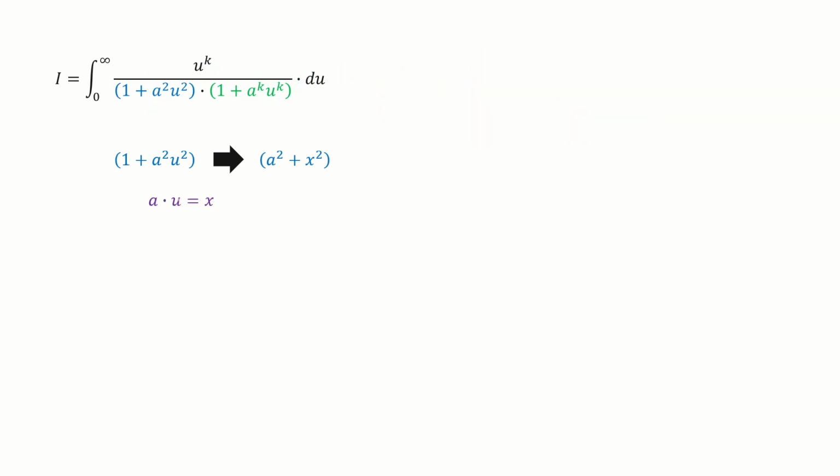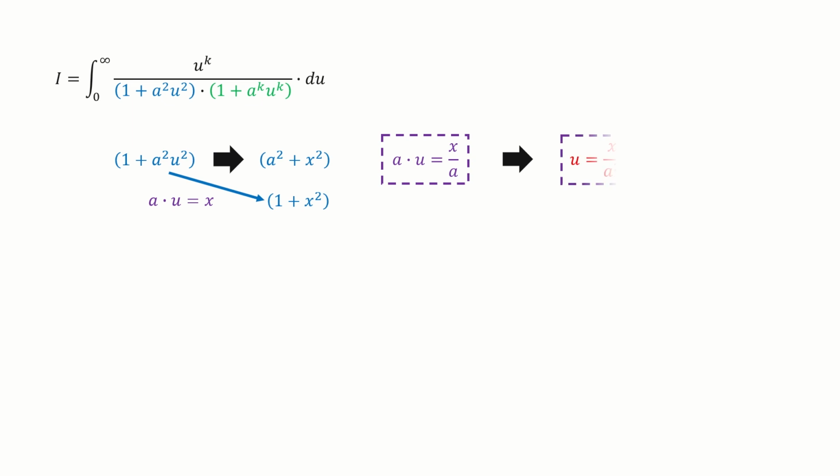Maybe you want to make a substitution to let a times u equal x. In this case, this blue term goes to 1 plus x squared. But what we want is a squared plus x squared. So this substitution doesn't work, but it's very close. So here we make a substitution to let a times u equal x over a. And equivalently, we can solve for u, which is equal to x over a squared. And then we take the derivative to find du.